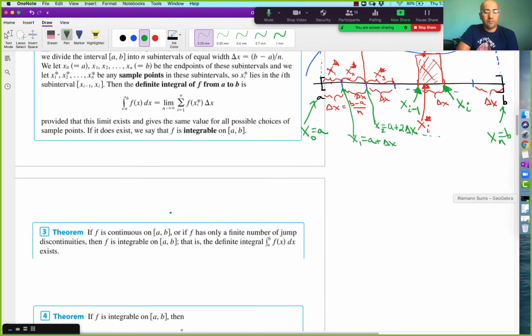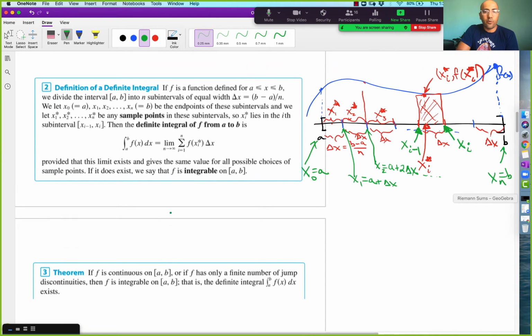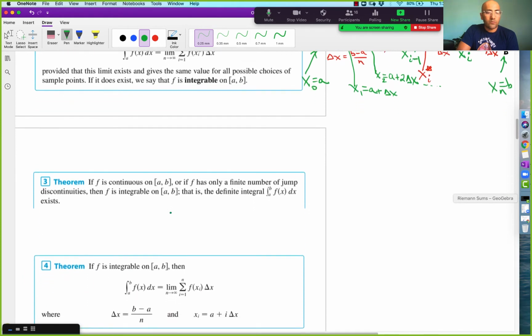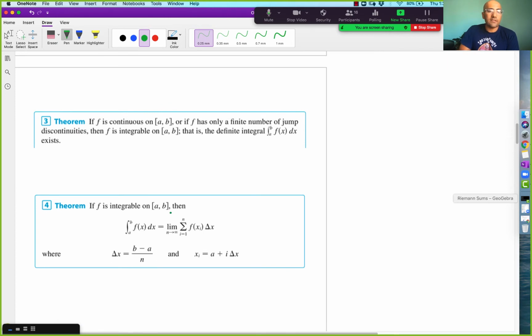So like I said, I just picked out some of the most important things from chapter 5, an introduction to integrals. So moving on. If f is continuous on a to b, or if f has only a finite number of jump discontinuities, then f is integrable on a to b, including the endpoints. That is, the definite integral from a to b of f of x dx exists. Good. So finite number of jump discontinuities. Remember what a jump discontinuity looks like.